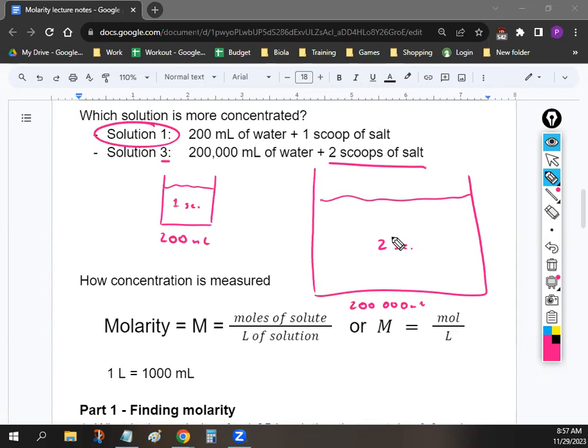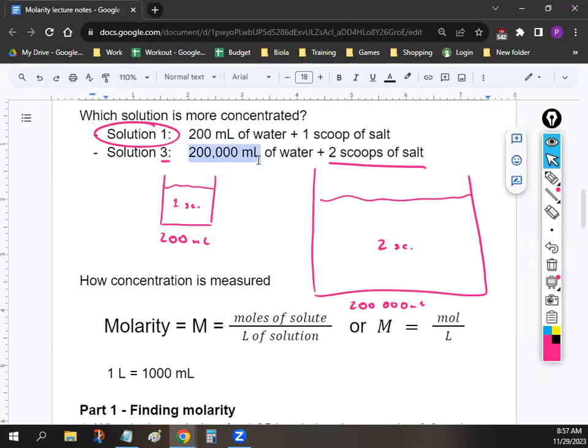Because there's a lot more volume. And so that also makes a difference in terms of concentration. Just because you have more dissolved in something doesn't make it more concentrated. The other thing that matters is also the volume of the solvent. All right, so which leads us into the equation that you'll need.